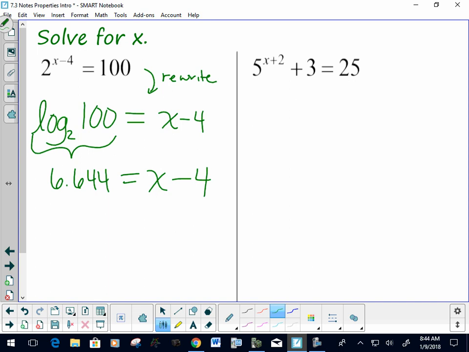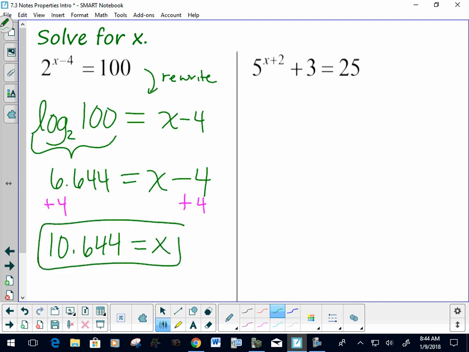We want to know what x is, so our last step would just be to add 4 to both sides of our equation. So we end up with the equation 10.644 is equal to x. And again, that's a decimal approximation for the value of x. If we wanted an exact value, we would leave it like this and add 4. So the exact value of this would be log base 2 of 100 plus 4.